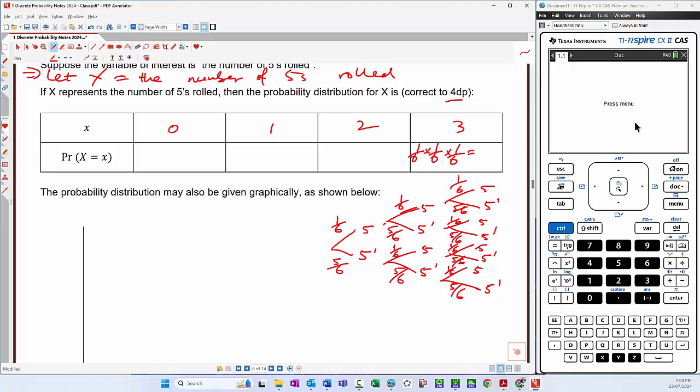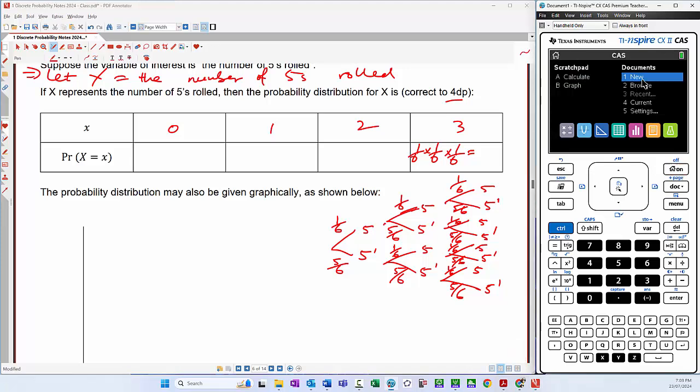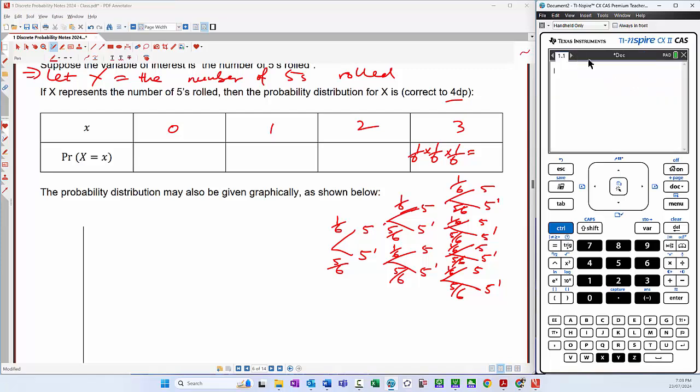What's 6 to the 3? 6 times 6 is 36. 216, I think. So let's just get the approximation for that. 1 over 6 to the 3. And I want to force a decimal approximation. So it is 0.0046. What do we want? 4 dp? 4, 6. All right.